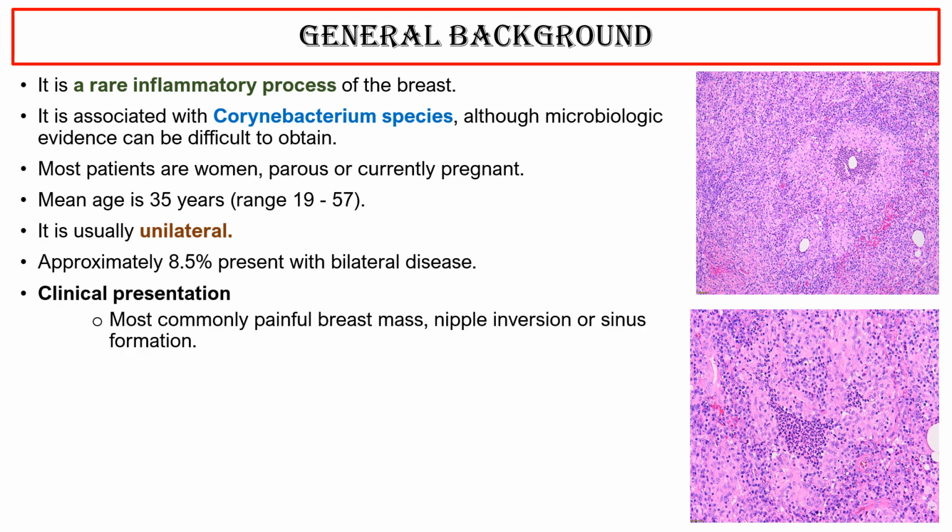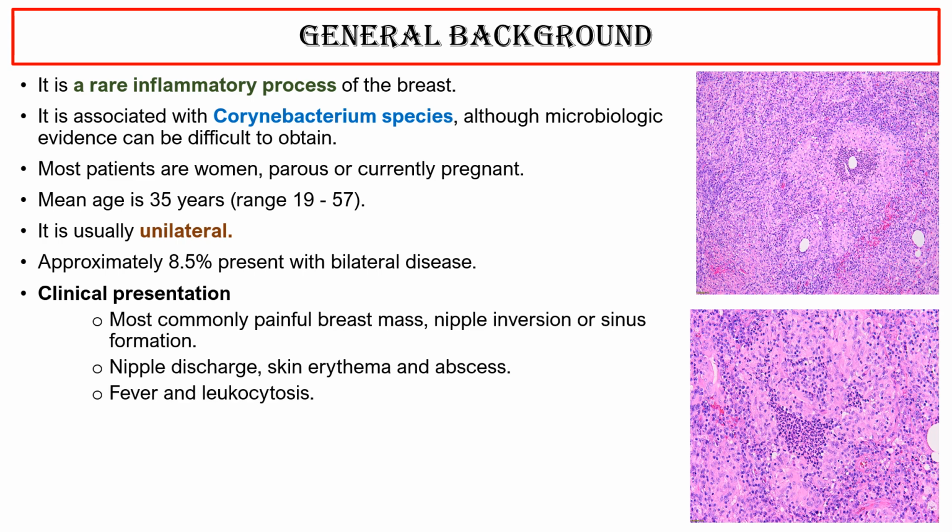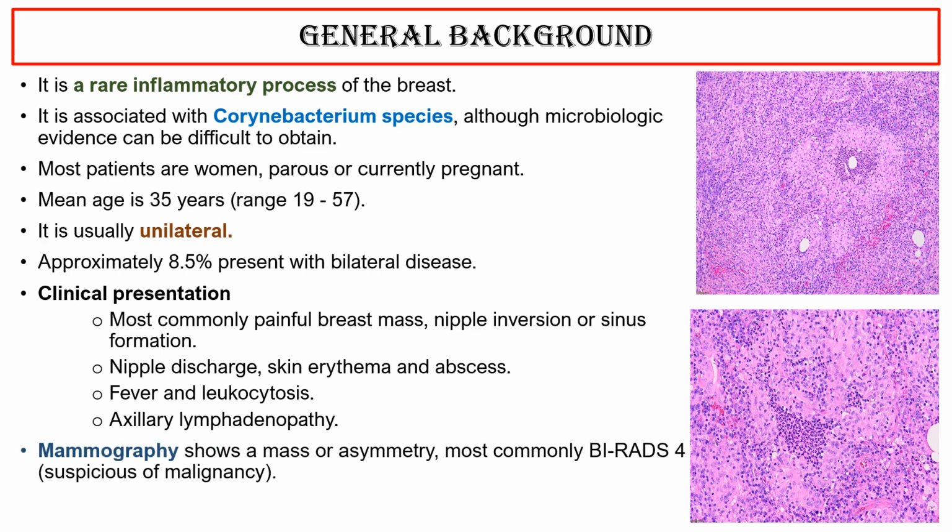Clinical presentation. Most commonly painful breast mass, nipple inversion, or sinus formation. Nipple discharge, skin erythema and abscess. Fever and leukocytosis. Axillary lymphadenopathy. Mammography shows a mass or asymmetry, most commonly BI-RADS 4 or 5, suspicious for malignancy.